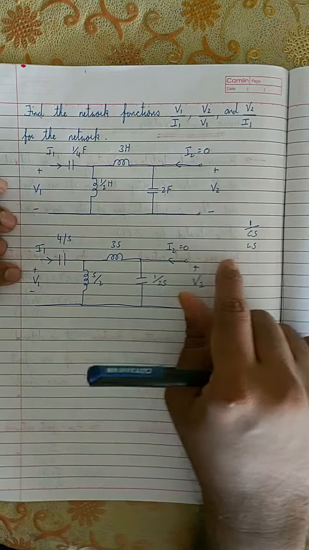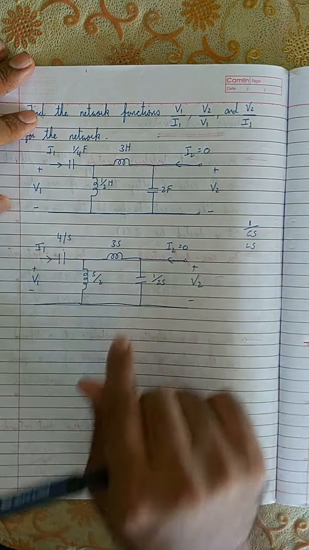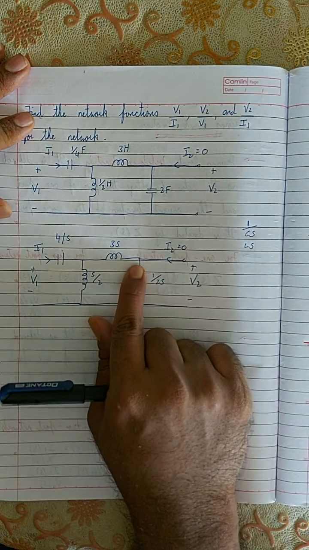To apply node analysis, I need to name the nodes. I need to mark the names of these two nodes. So what is the name of this node?